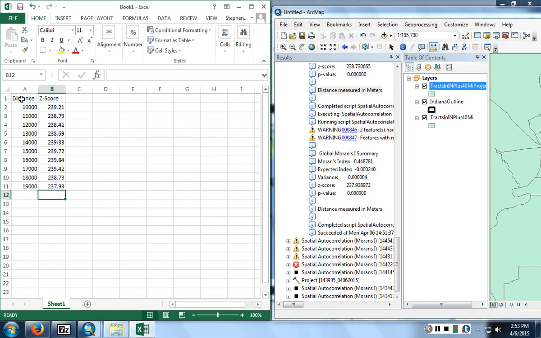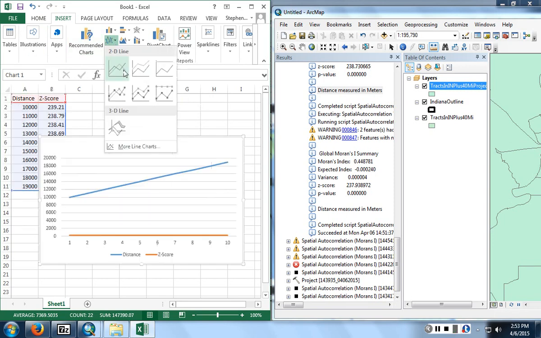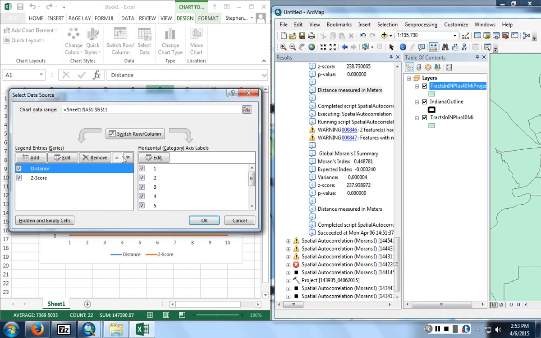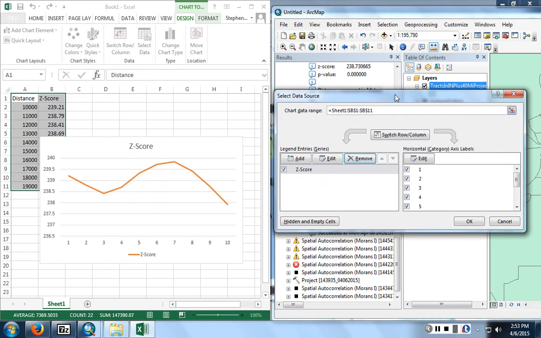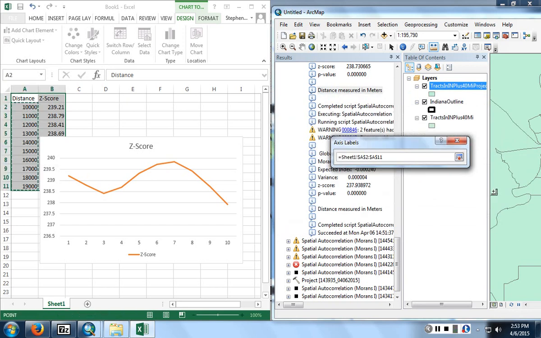So then I would just take these data and graph them. I want to make a line graph. And what I want to do is have distance on the x-axis and z-score on the y-axis. So I'm going to remove this as a series. And then I'm going to make sure that my horizontal category labels are my distance numbers.